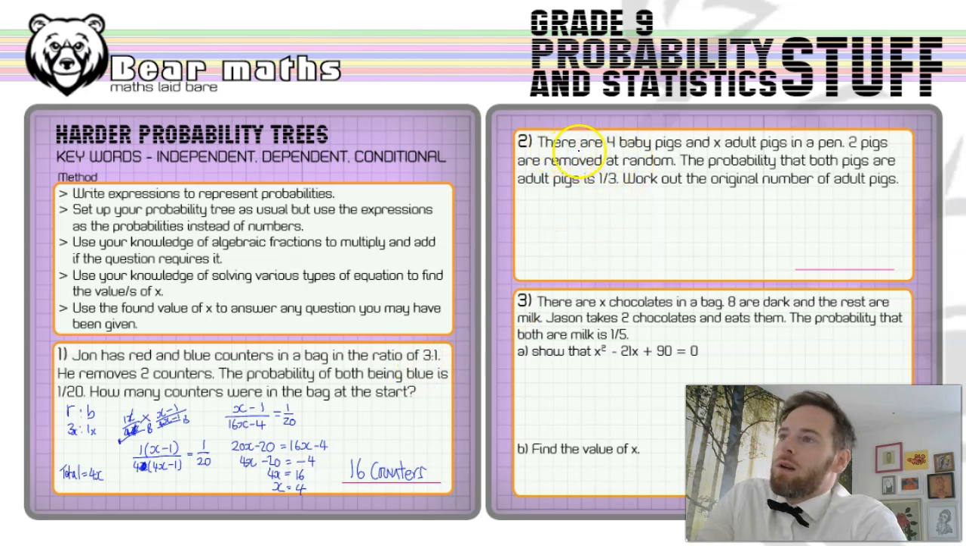So, number 2, there are 4 baby pigs and X adult pigs in a pen. 2 pigs are removed at random. The probability that both pigs are adult pigs is 1/3. Work out the original number of adult pigs.